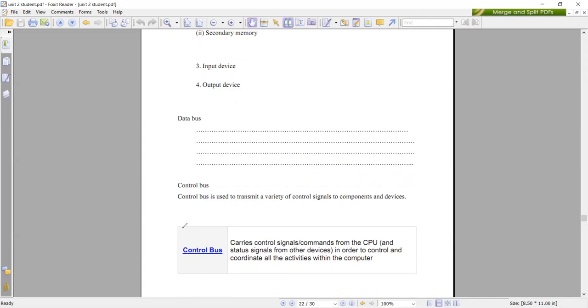Write down address bus. Here, you have the spaces. There, write down address bus, and under that, write down: address bus is unidirectional. That means one way, right? Address bus is unidirectional.